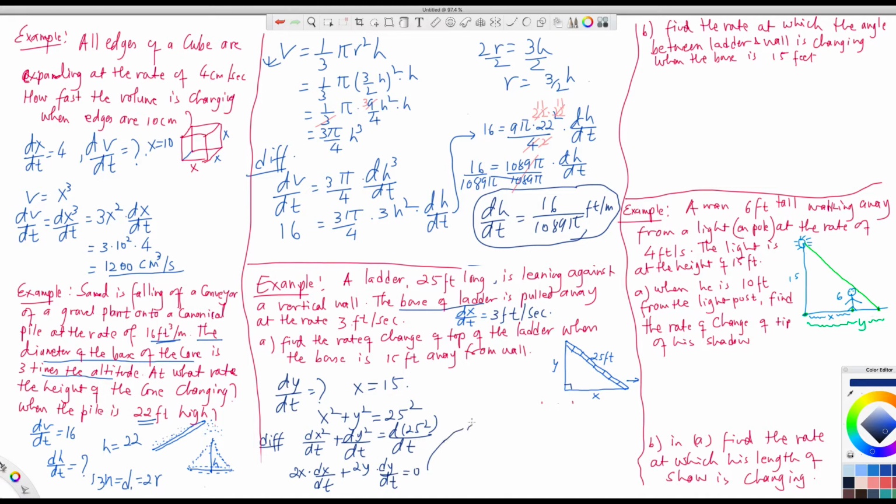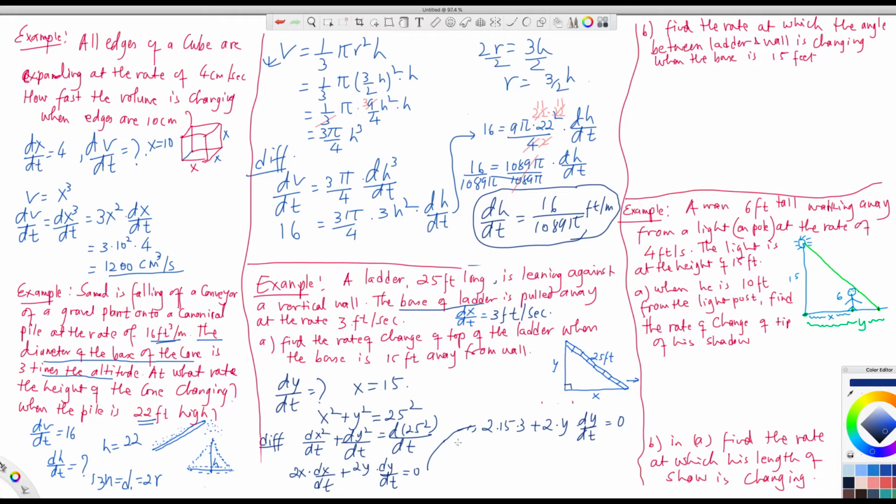So if I rewrite that and plug in the values, it will be 2 times 15, because x is 15, times dx over dt, which is 3, right? Plus 2 times y, we don't know what y is, times dy over dt equals 0. But I need to find the value of y. When x is 15, and the hypotenuse is 25, right?